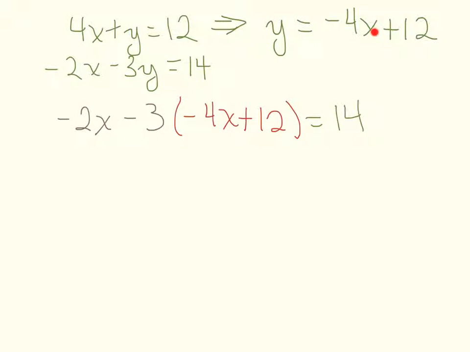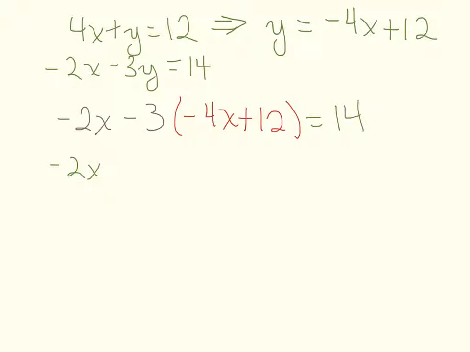That came from right here because that's equal to y. So when we take negative 3 times y, that's the same thing as negative 3 times negative 4x plus 12. Okay, if we continue to work this problem out, we have to do some distributive property here.